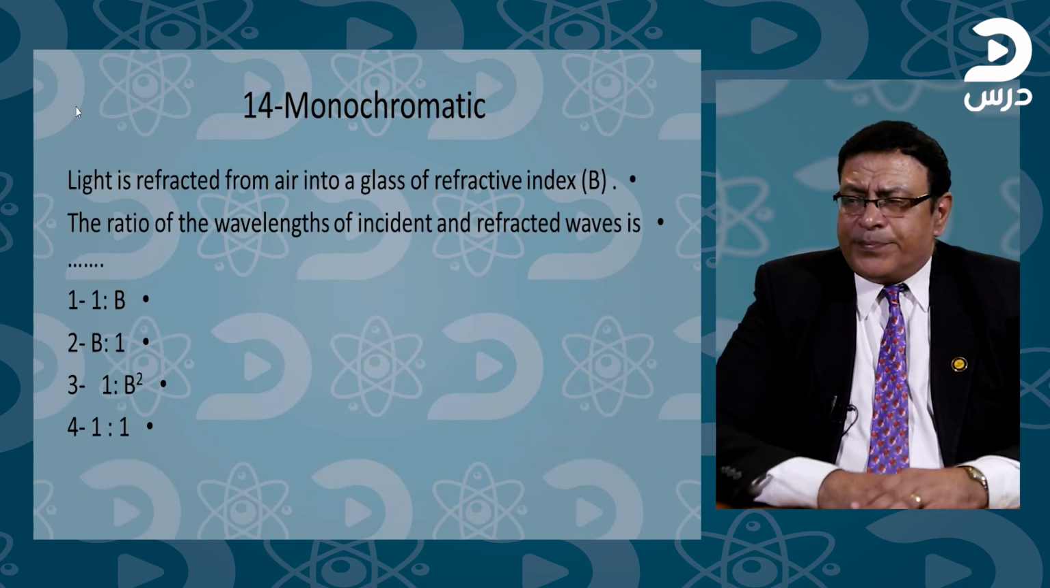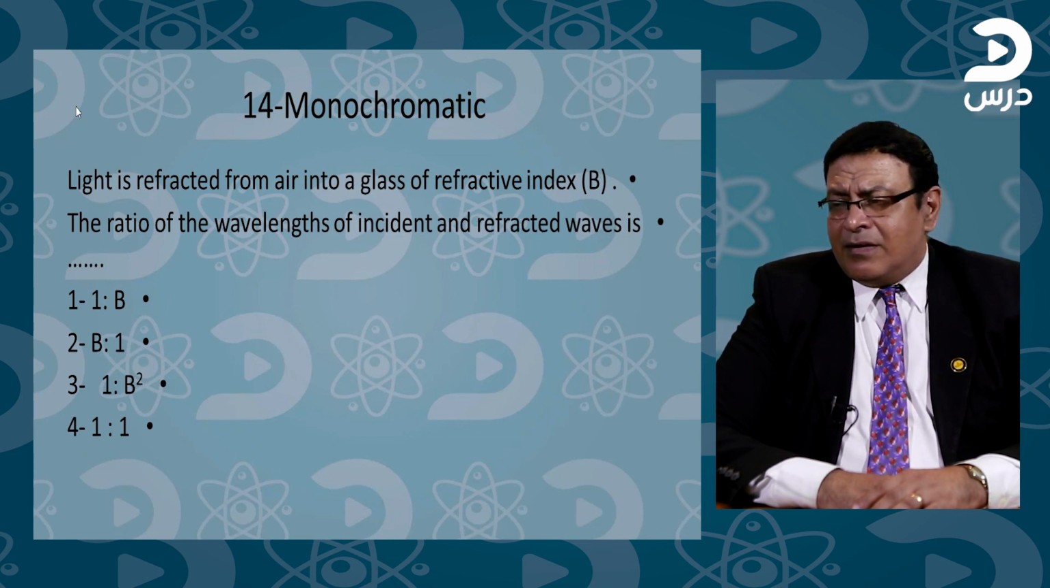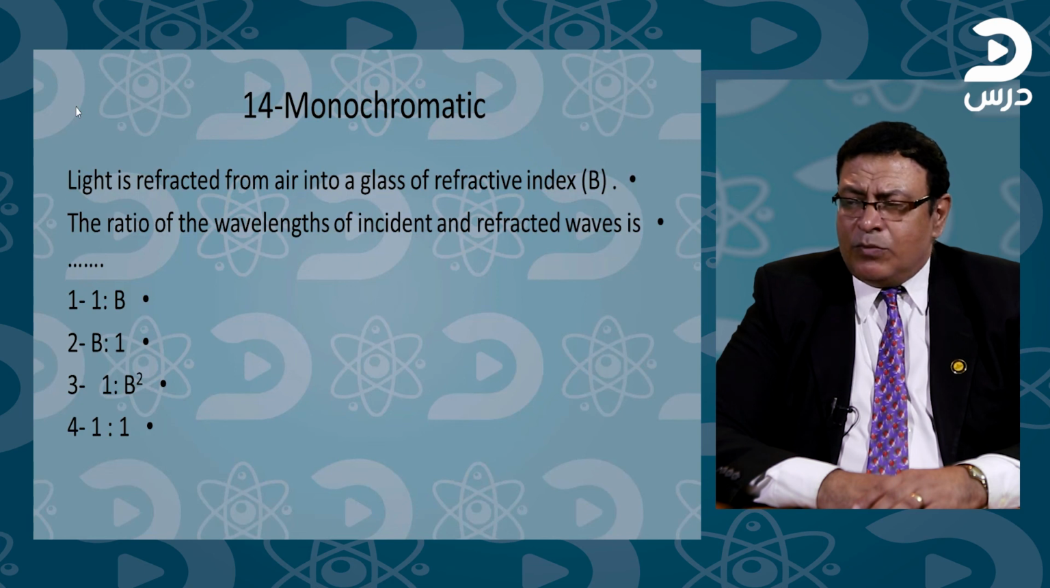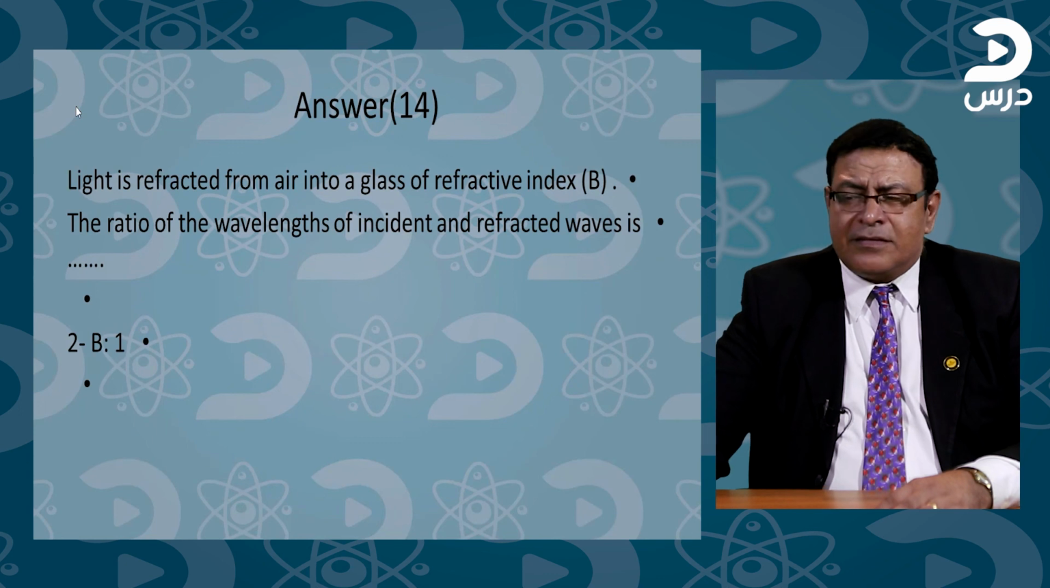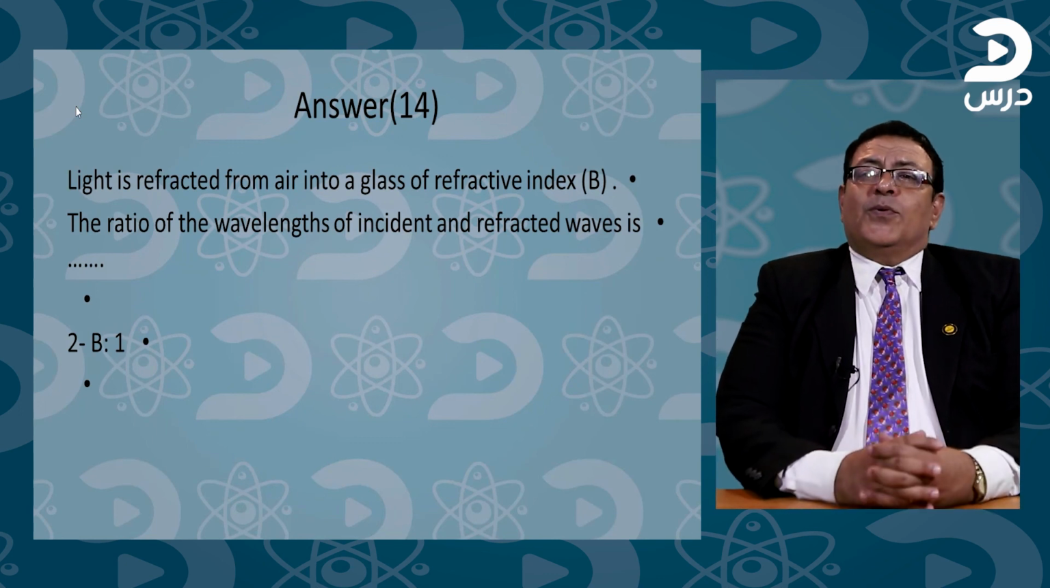That's the problem number 14. A monochromatic light is refracted from air into glass. The refractive index B, the ratio between wavelengths of incident and the refracted wave is 1 to B ولا B to 1 ولا 1 to B square ولا 1 to 1. طبعا الانسرز B to 1.